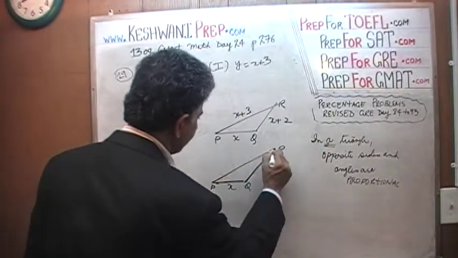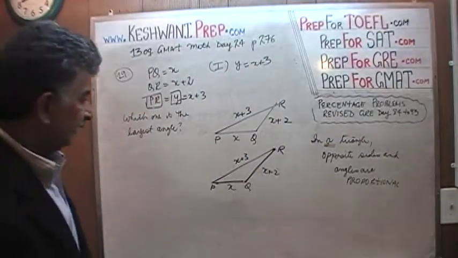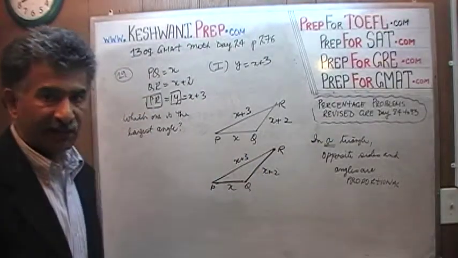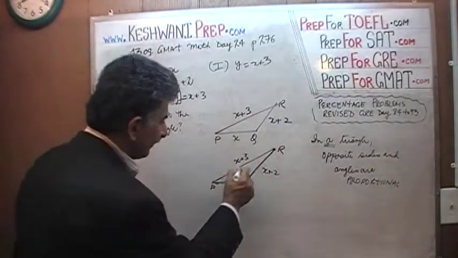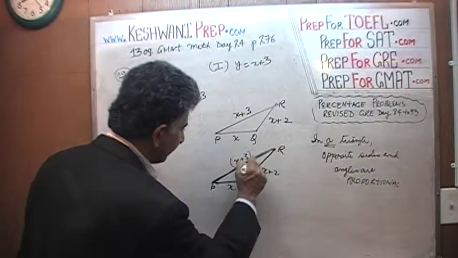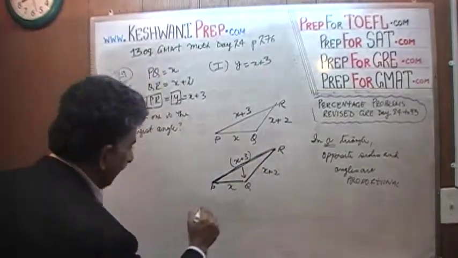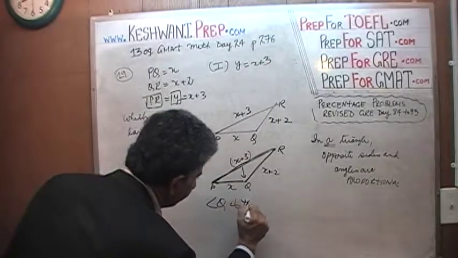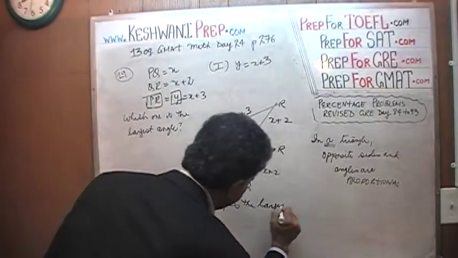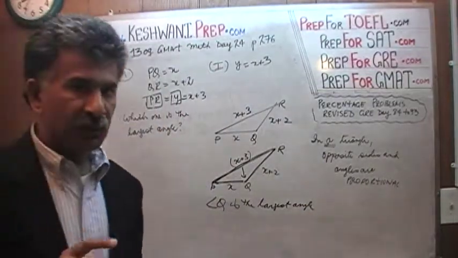And then finally you have this guy, which is x plus 3. So which side is the longest side? Which angle is the largest angle in this triangle? The angle that faces the largest side, being the P to R, because it is x plus 3. The angle that faces this guy is angle Q. Angle Q is the largest angle.